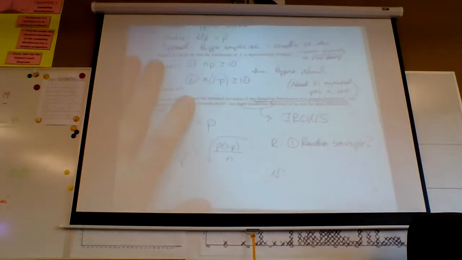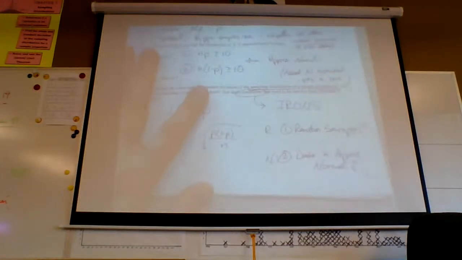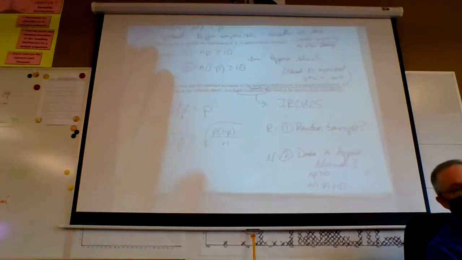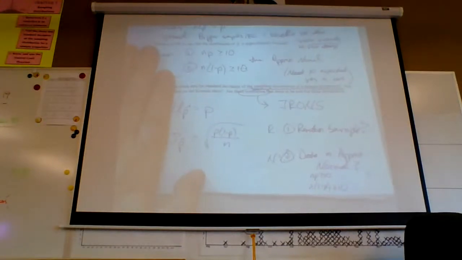The N down here stands for: data is approximately normal. In order to do inference, we have to be dealing with approximately normal data, or we're wasting our time. There are 2 checks we'll do with this. I wrote them down previously. They're that np is greater than or equal to 10, and n times 1 minus p is greater than or equal to 10. Those are the 2 things that must be true every time we go to do inference.